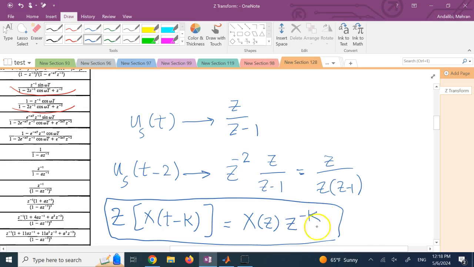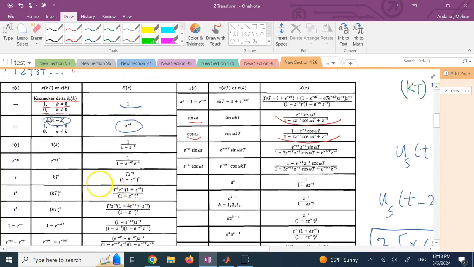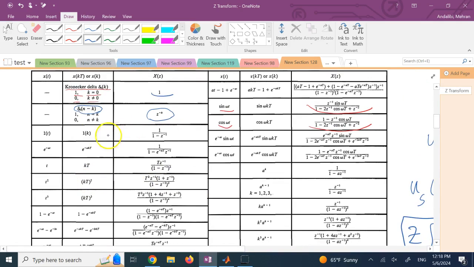Remember, in the Laplace transform, it was a negative exponential, e to the negative s k. Here it's z to the negative k times the z transform of the function. And then here is, of course, the step function. Then we have the exponential. Then here is the polynomial, that t. If you want t, then it is going to be this. If you want t squared, t cubed, you have them all as well.